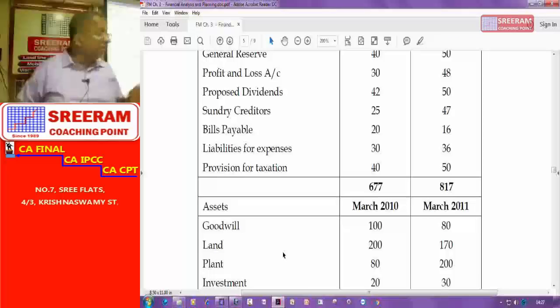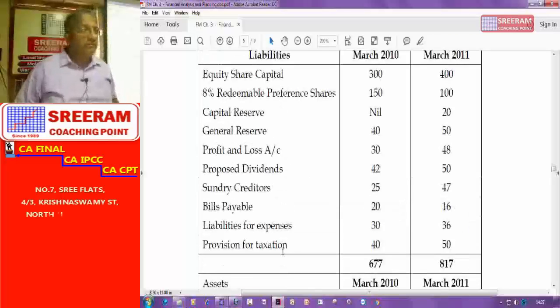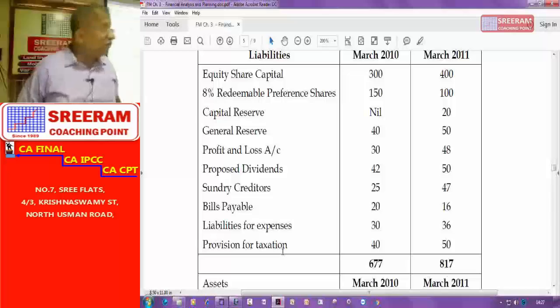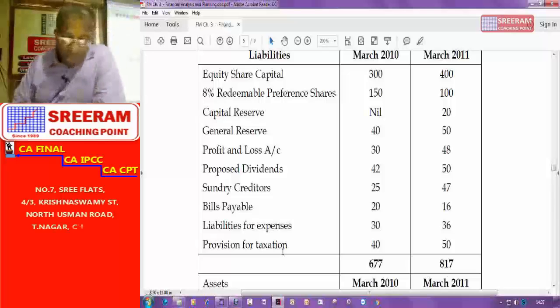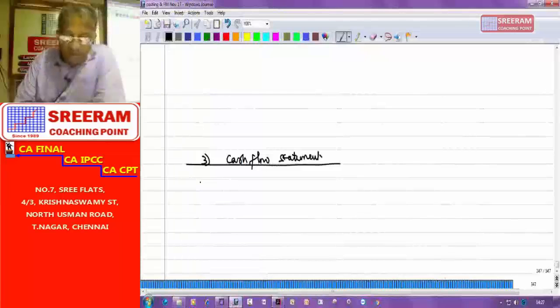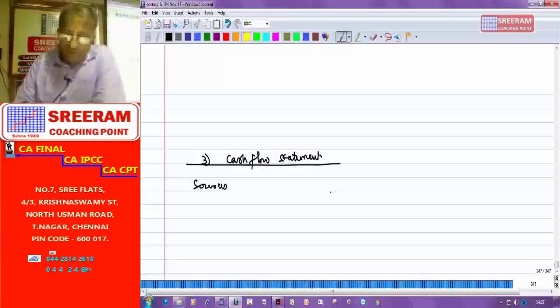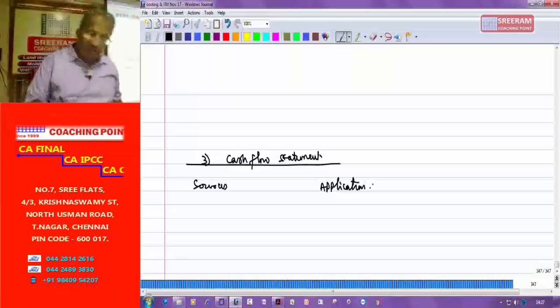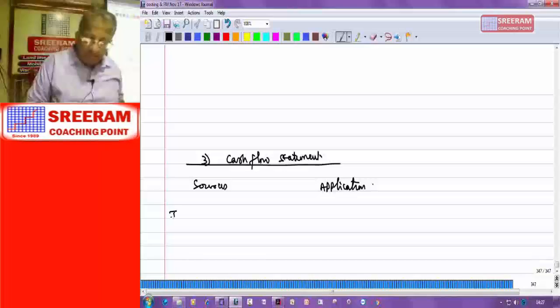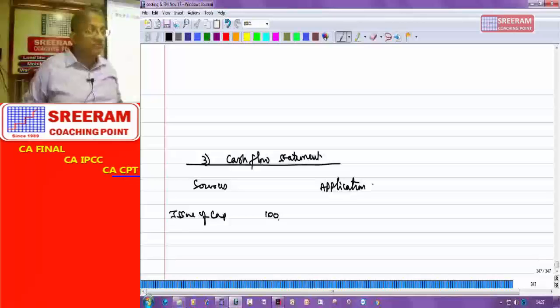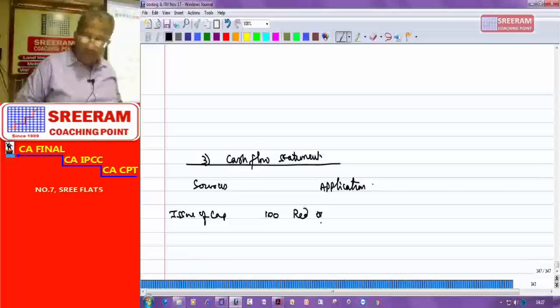First item, equity share capital. What is that we should do? From 300 to 400, what is that we should do? Issue of shares. So whether we put it in adjusted P&L account or cash from operation or cash flow statement, in cash flow statement, whether we apply it on the application or source side, issue of capital. How much? 100. What is the next item that we read? Redemption of preference share capital. What is that we should do? Application, redemption of preference share capital, 50.